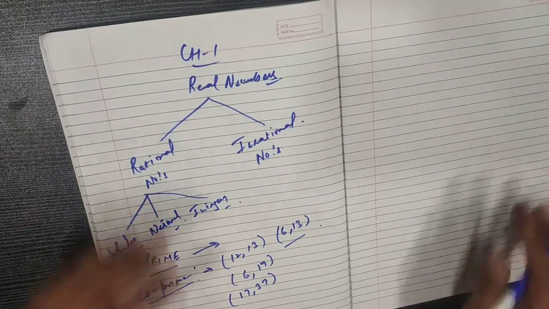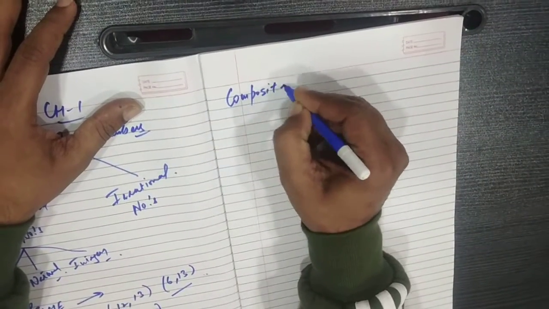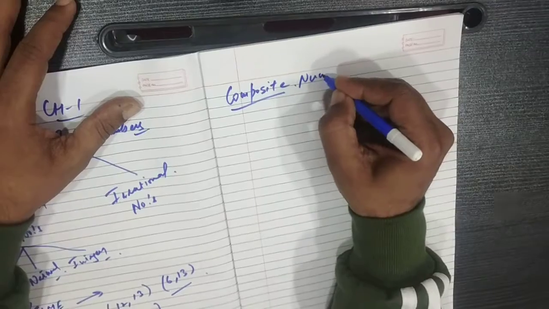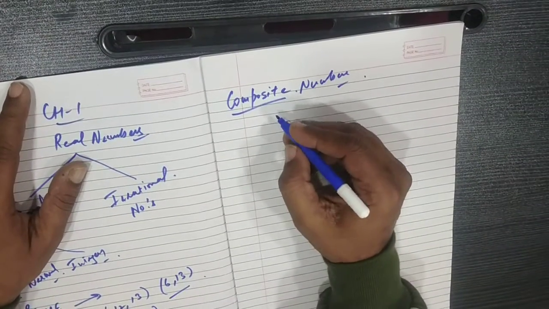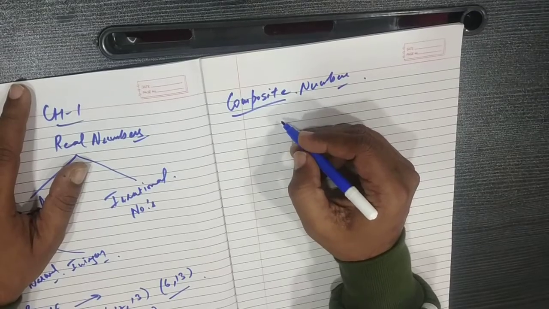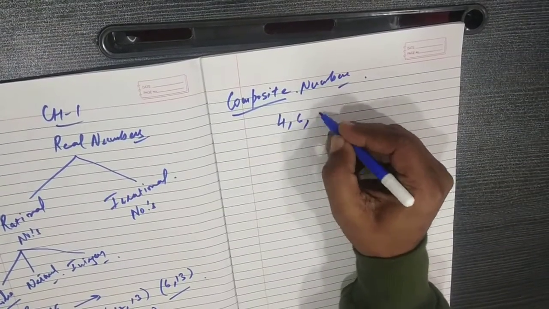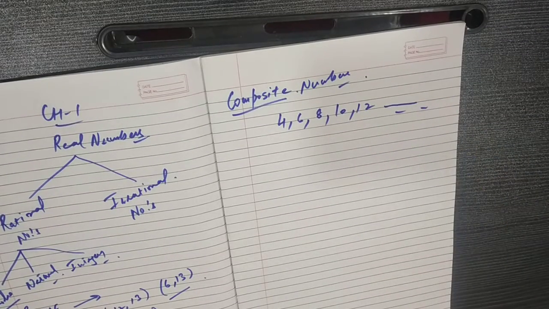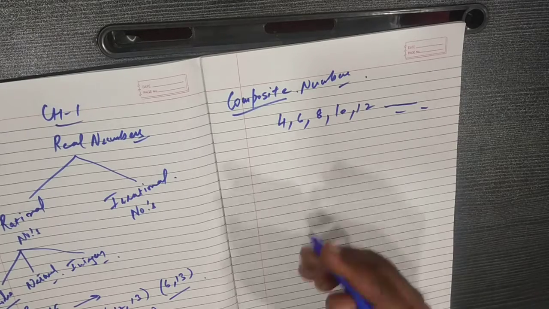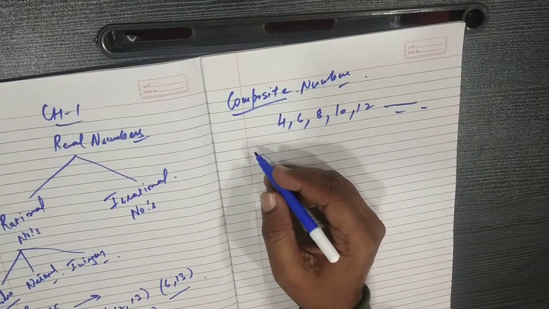Now after co-prime numbers, you also know about composite numbers. These terms are to be used in this chapter, that's why I am telling you. Composite numbers, the numbers which are having more than two factors, like 4, 6, 8, 10, 12. These all are having factors other than one and itself also. That's why these are composite numbers. The numbers which are not prime can be known as composite numbers.